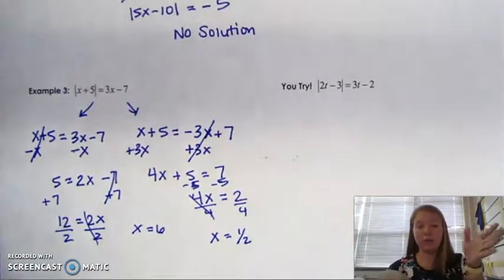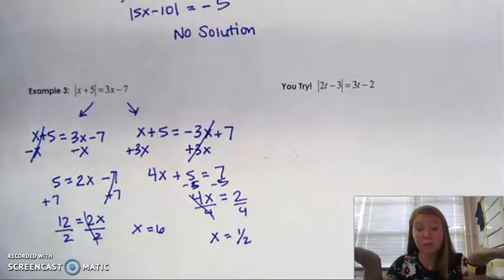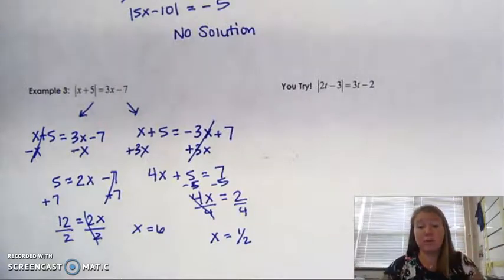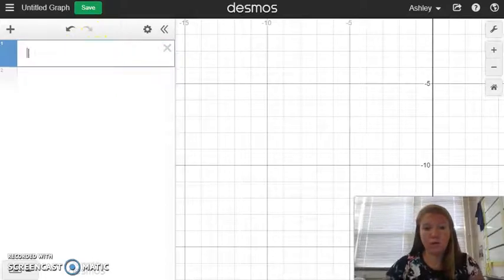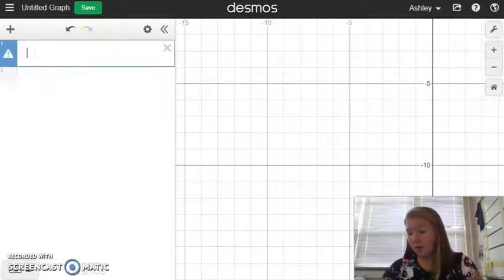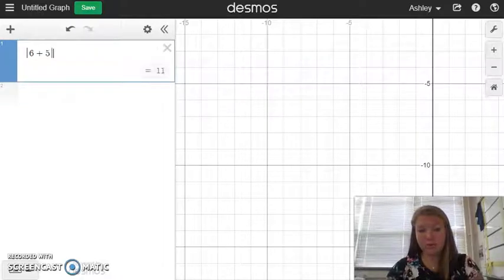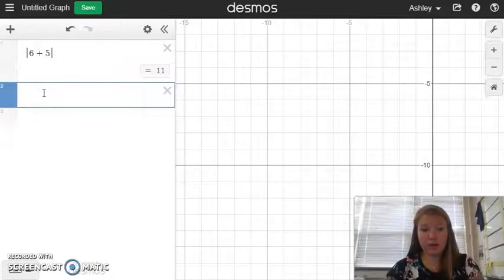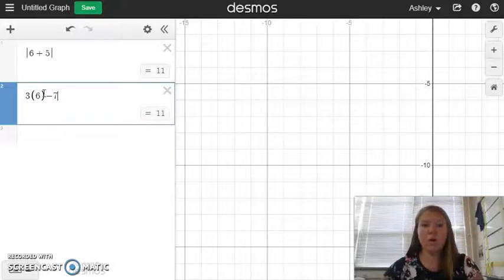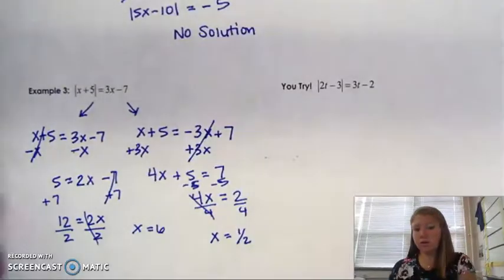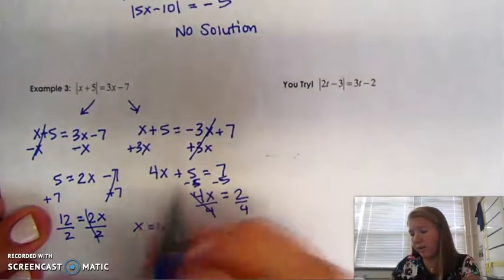Keep in mind that we're going to get a numerical value for each side because both sides have x. So we need to plug in the x to both sides. And then for this equation to work, those two values need to be the same. So looking at Desmos, we're going to type in, starting with 6, so 6 plus 5. And we get 11. And then if we type in 3 times 6 minus 7, we also get 11. So we know that this first solution works. I'm going to go ahead and circle that.